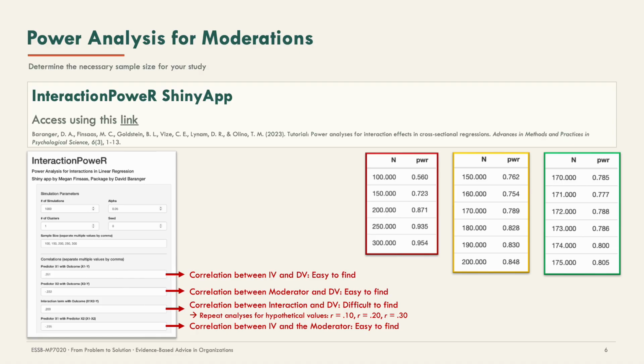Because moderation power analysis is simulation-based, the estimates may vary slightly across runs. Do not overinterpret small differences. Instead, use enough simulations where possible and round the required sample size upwards.